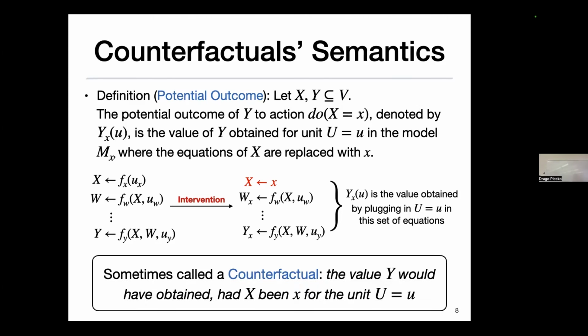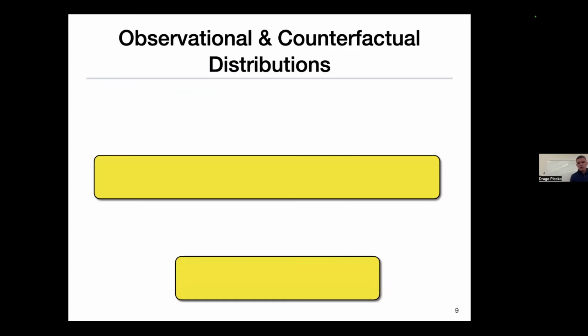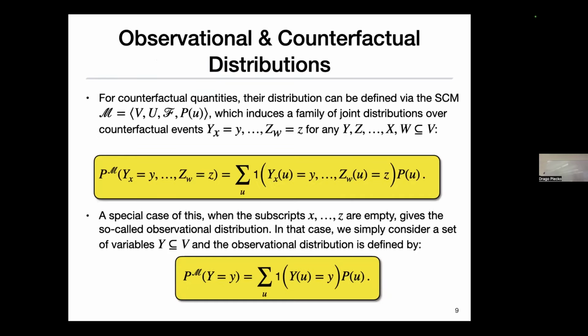The potential outcome or potential response is also sometimes called a counterfactual. A counterfactual in this setting, to say this in words that are compatible with human reasoning, is the value that Y would have obtained had X been equal to x for a specific individual U equals u. This is what is important. So this is the notion of a counterfactual.